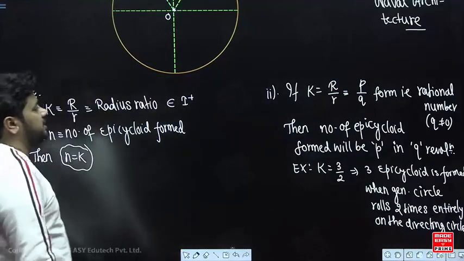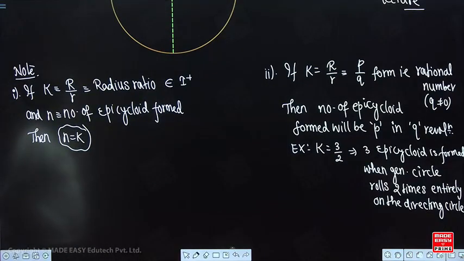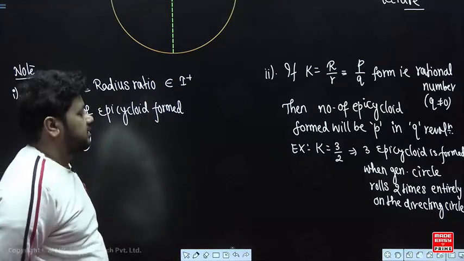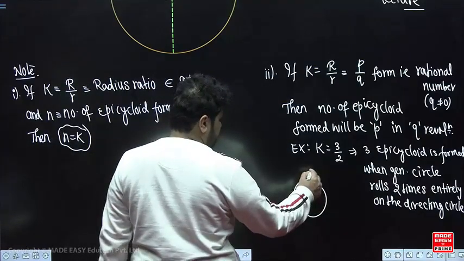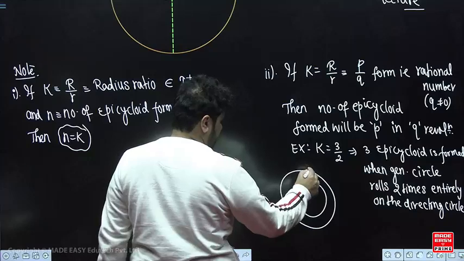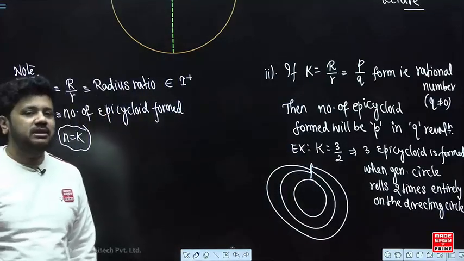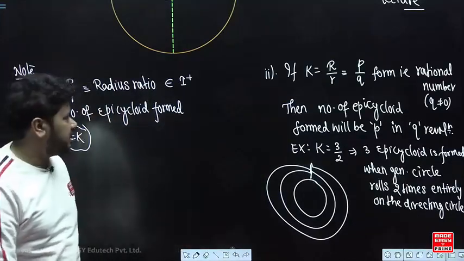If k is equal to capital R upon small r, that is p upon q form, that is rational number, then number of epicycloid formed will be p in q revolution. Means अगर k की वैल्यू 3/2 है तो 3 एपिसाइक्लोइड बनेगा, लेकिन इसके लिए जेनरेटिंग सर्कल को 2 कंप्लीट राउंड लगाने पड़ेंगे around the directing circle entirely, है ना. 2 बार घूमना पड़ेगा, ठीक. यानी 2 बार घूमना का मतलब है, सपोज यहां से शुरू हुआ, ये एक चक्कर लगा और ये दूसरा चक्कर, है ना. 2 चक्कर में लगाने पड़ेंगे तब जाकर के 3 एपिसाइक्लोइड बनेगा. तो ऐसे क्वेश्चन आपसे पूछेगा नहीं, लेकिन एडिशनल इंफॉर्मेशन हमने आपको दे रखा है, करेक्ट.